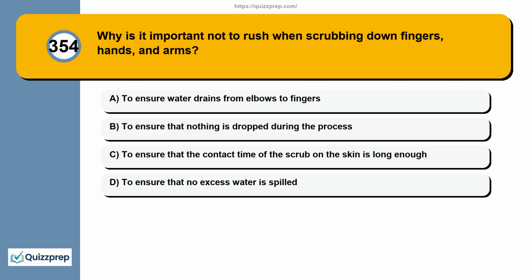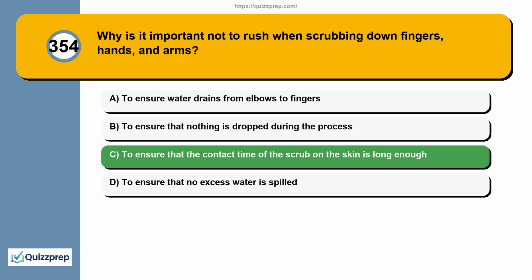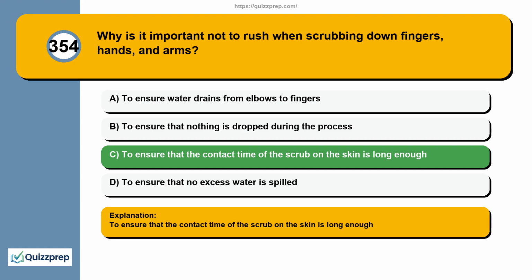Question 354. Why is it important not to rush when scrubbing down fingers, hands, and arms? Option A. To ensure water drains from elbows to fingers. Option B. To ensure that nothing is dropped during the process. Option C. To ensure that the contact time of the scrub on the skin is long enough. Option D. To ensure that no excess water is spilled. The correct answer is option C. To ensure that the contact time of the scrub on the skin is long enough.